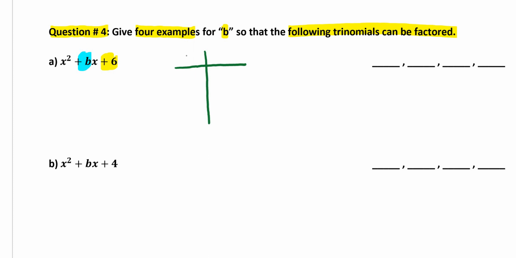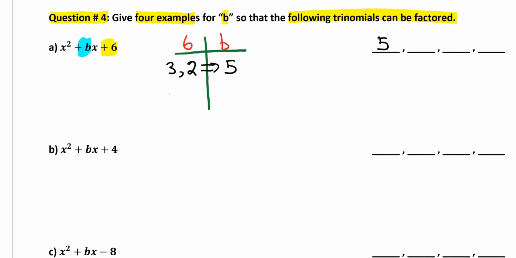In order to set up my table, I would put my 6 on the left hand side here, and the letter B would be on the right hand side. So I need to find two numbers that multiply to 6. One combination that could work is 3 and 2. So 3 times 2 is 6, and 3 plus 2 would be 5. So 5 is one of the numbers that would work for the letter B. Another combination that would work is negative 3 and negative 2. Negative 3 times negative 2 is 6, but negative 3 minus 2 would give me negative 5. So negative 5 is another number that would work.